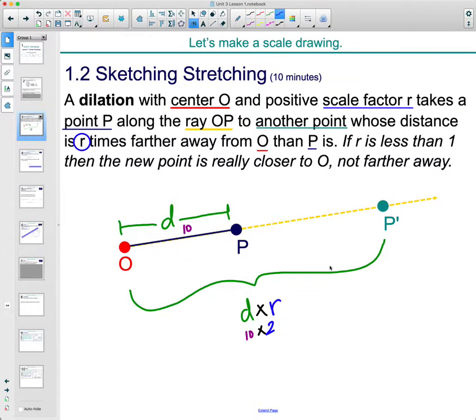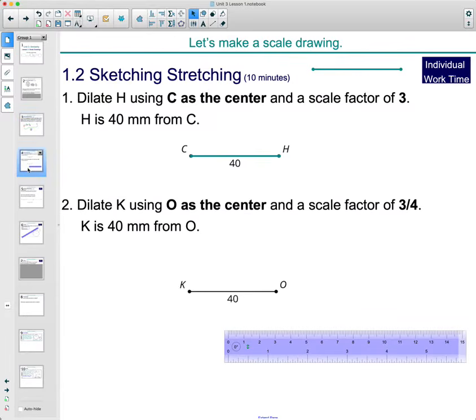So if this is 10 and our scale factor is 2 times, then P prime is 20 units away. Or if your scale factor was a half, half of 10 is 5. Or if it was triple, it'd be at 30. So you take your original distance times your scale factor, whatever that ends up being. So go ahead and look at drawing numbers 1 and 2. Dilate point H and K, given the center and the scale factor.